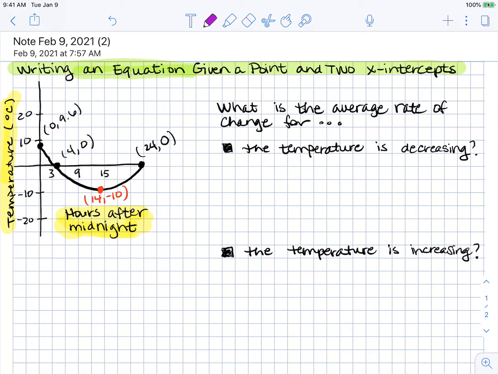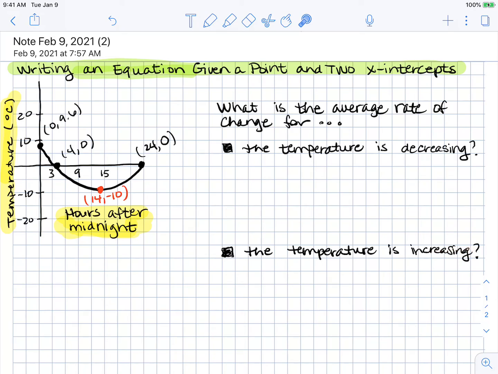Okay, so we have this graph given here, and it is talking about the temperature in degrees Celsius and the hours after midnight. This is all described in the previous video. And what we're going to do right now, because we did find the vertex in the previous video, we're going to use the information that's given in this graph to answer the question, what is the average rate of change for where the temperature is decreasing and where the temperature is increasing?